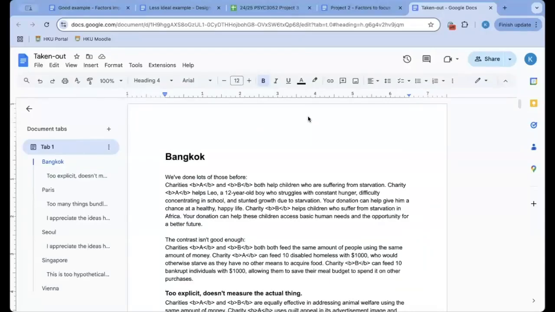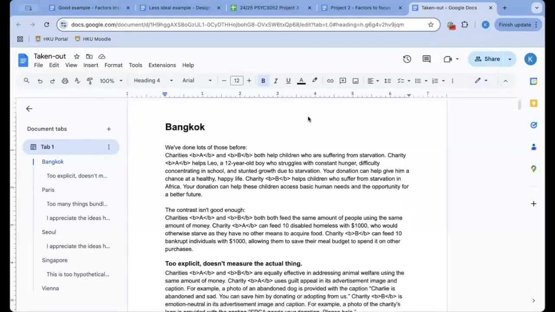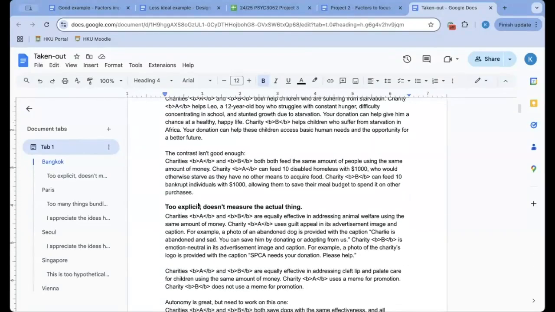The first factor that got taken out that I'm going to go through will be from Bangkok. This one is too explicit and doesn't measure the actual thing.